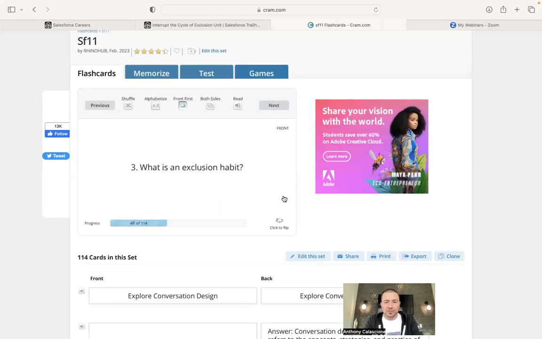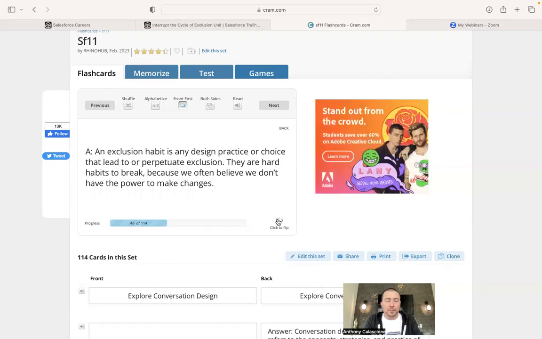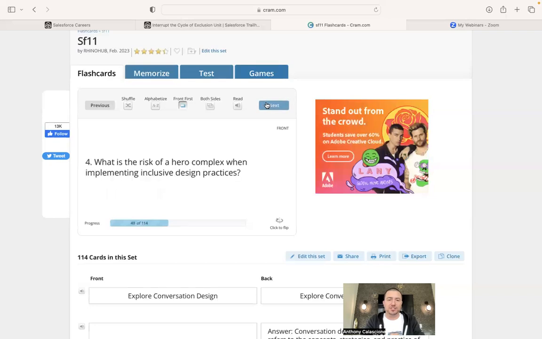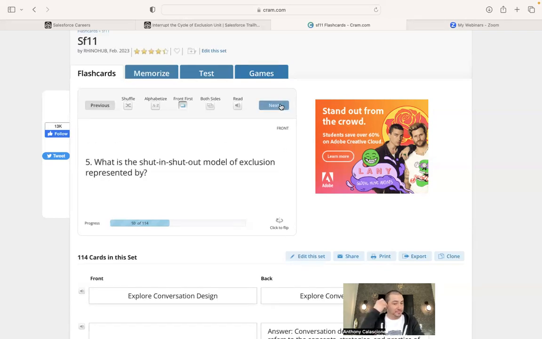What is an exclusion habit? An exclusion habit is any design practice or choice that leads to or perpetuates exclusion. They are hard habits to break because we often believe we don't have the power to make changes. What is the risk of a hero complex when implementing inclusive design practices? The risk of a hero complex is wanting to be the hero who saves the day with a design by making assumptions about what products or solutions a group might need. This can lead to trouble and fail miserably.